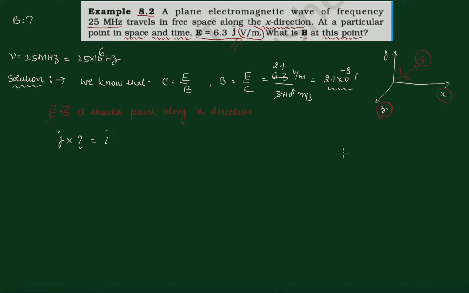Okay, so we know that हमने आपको ये पहले पढ़ाया है i, j and k. i cross j is equal to k. Then j cross k is equal to i. Right? And third is k cross i is equal to j.